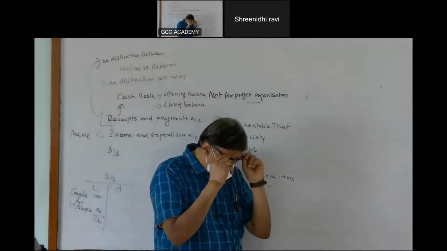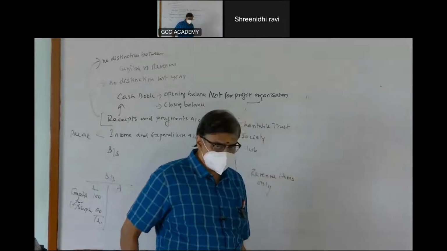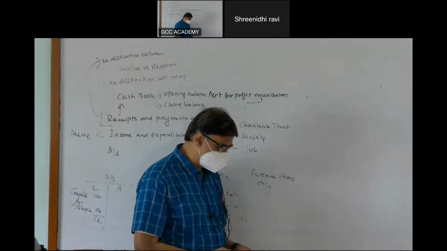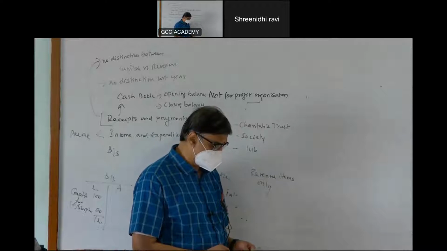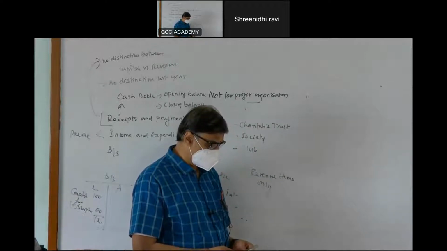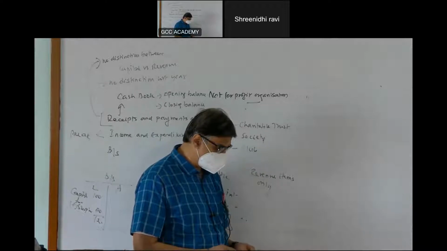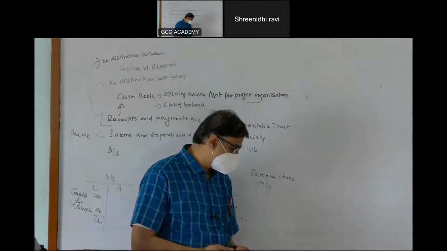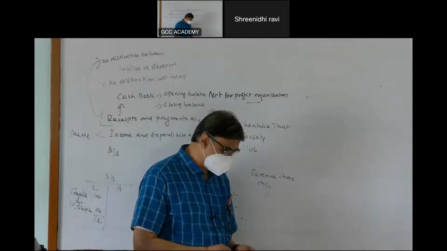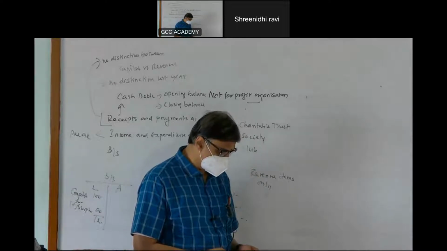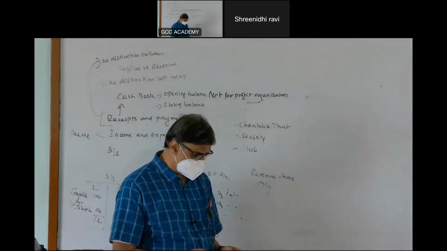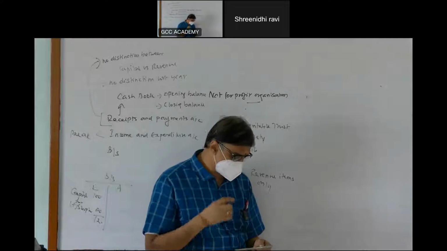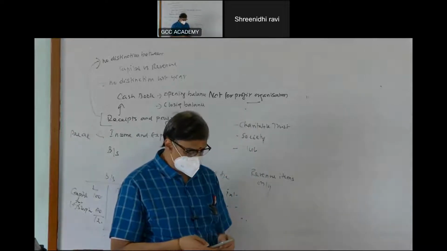Okay, fine. Correct. So legacy: when any property is received under a will of a deceased person, it is treated as a capital receipt and shown in the liability side of the balance sheet.